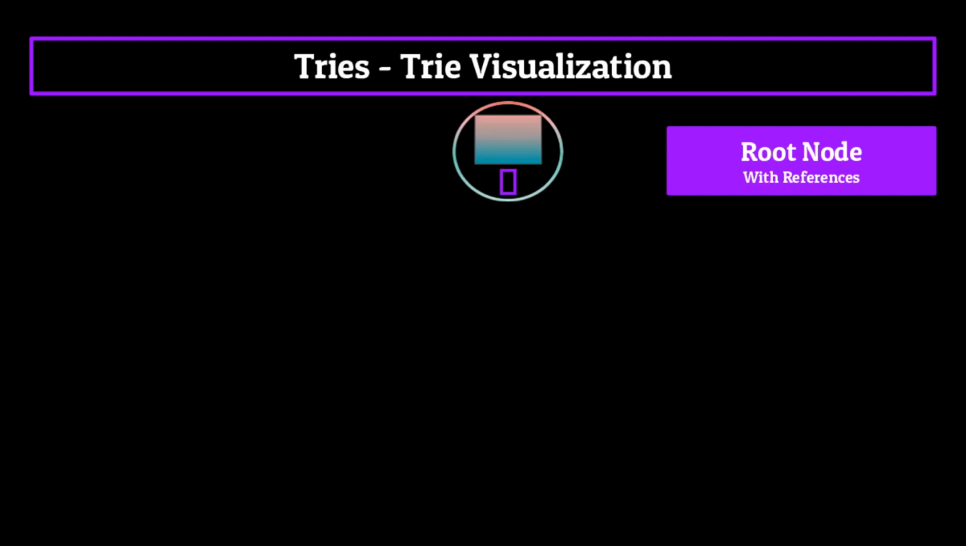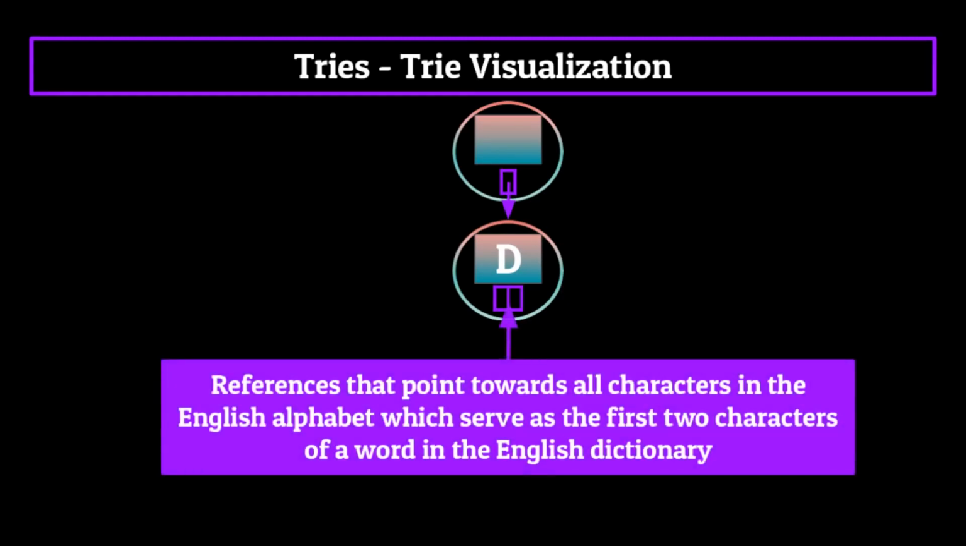For example, let's say we were creating a trie to store words that start with the letter D. The root node would contain an array which contains a reference to a node containing the character D, signifying the start of our word. Now imagine for a second that this D node also has an array containing references, only this time it contains references that point towards all characters in the English alphabet which serve as the first two characters of a word in the English dictionary.